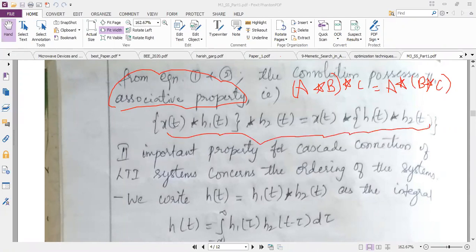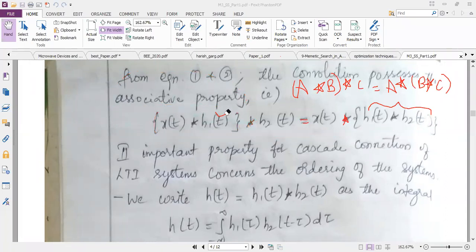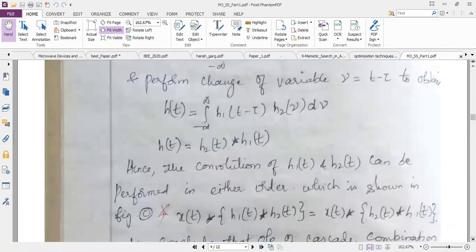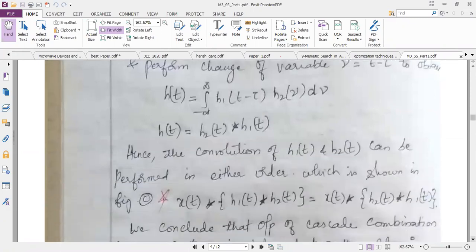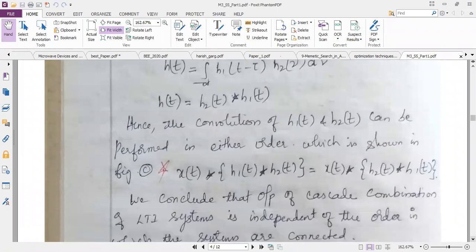As per the associative property, I can write x of t convolution with h1 of t, these two now here in the bracket at the left hand side, convolution with h2 of t, which is equal to x of t convolution with both the impulse responses within the bracket. So I hope you are understanding this associative property. This is the property which is applicable for the series connection, cascade connection. And one more thing I have told earlier, h1 and h2 can be arranged in any order.